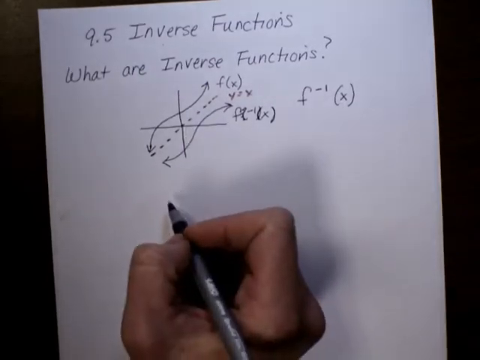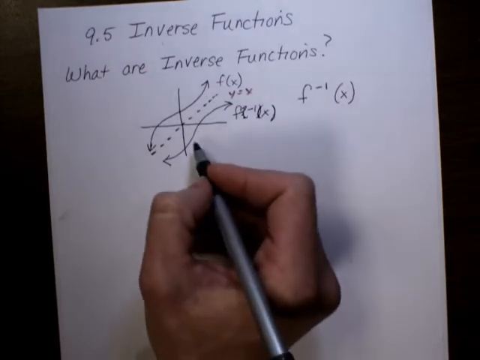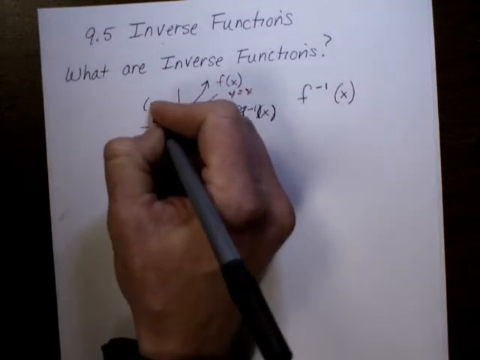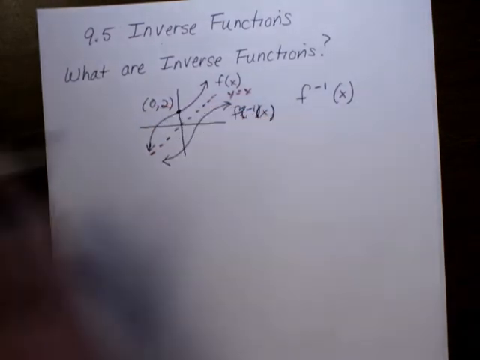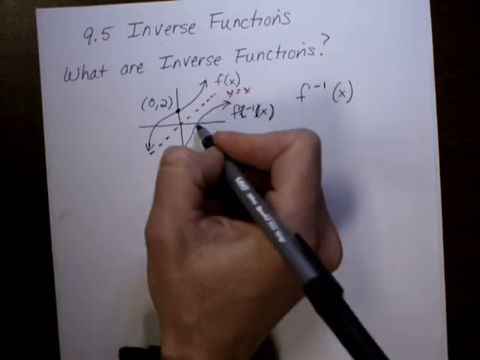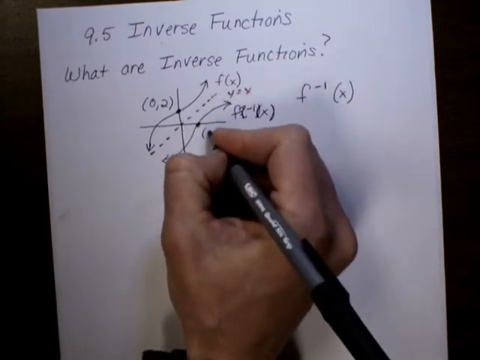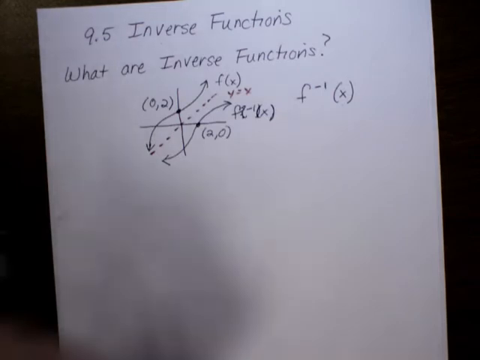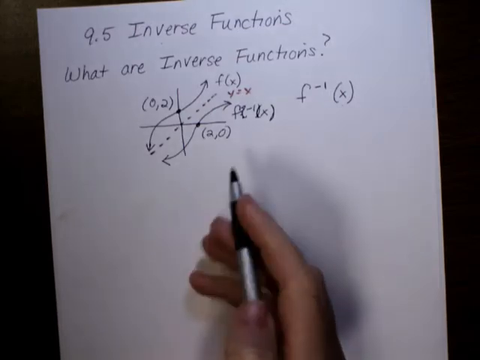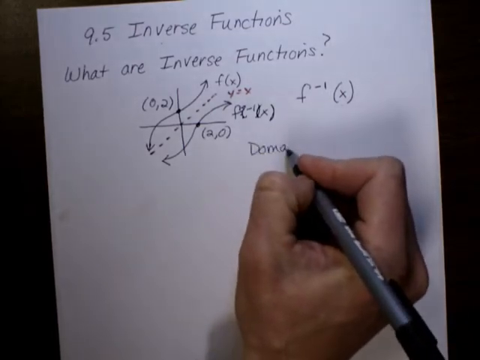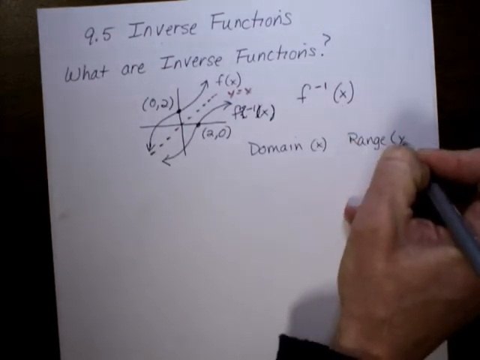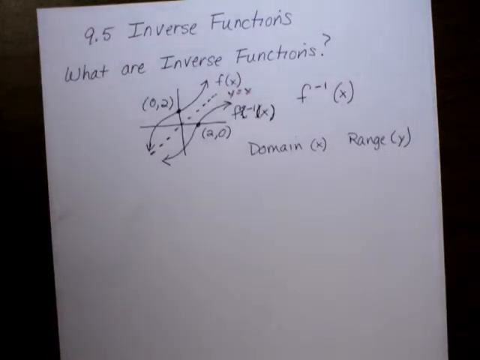Now, what this also means with regards to x and y is that the x's and y's are swapping positions. So for example, if this intercept right here is 0, 2, then when I reflect it, notice that this point becomes 2, 0. So what happened? My x and my y switched positions. And that always happens with inverse functions. So your domain, represented by your x's, and your range, represented by your y's, in inverse notation, those flip around.